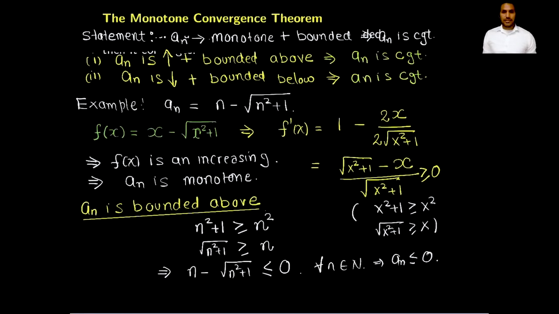So therefore, this sequence is monotonically increasing, and also it is bounded above. Therefore, by the monotone convergence theorem, this implies the sequence a_n is convergent.